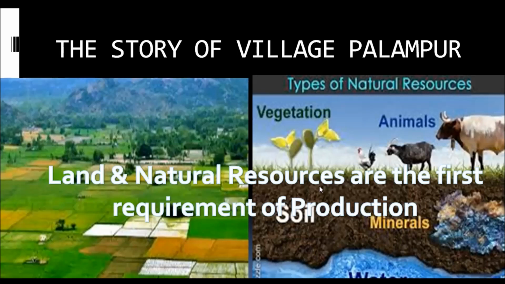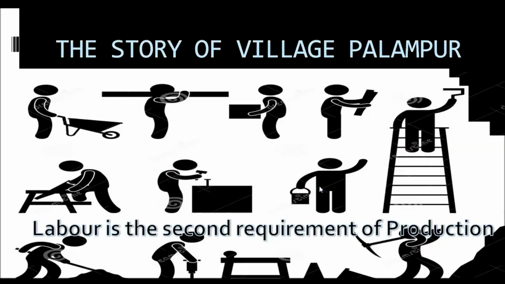The second requirement is labor, that is, people who will work. Some production activities require highly educated workers, who are called skilled labor, to perform the necessary tasks. Other activities require workers who can do manual work. Each worker is providing the labor necessary for the production.